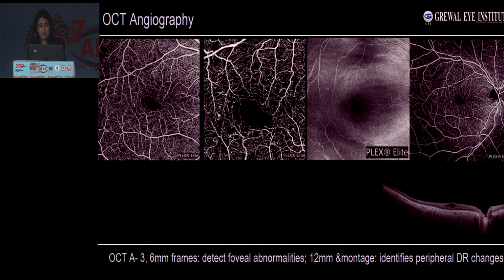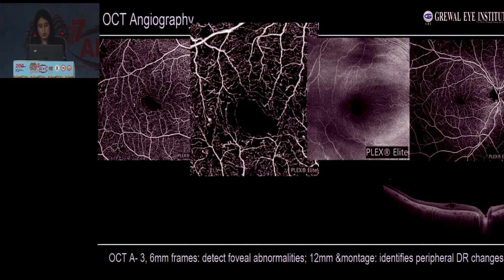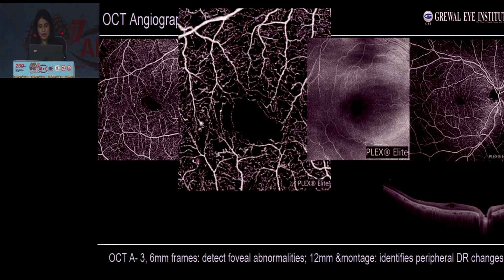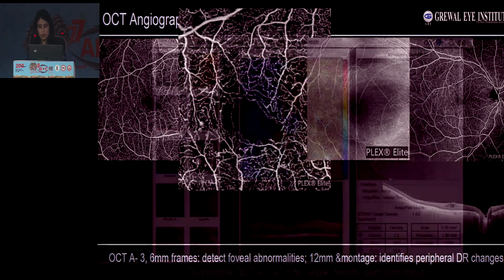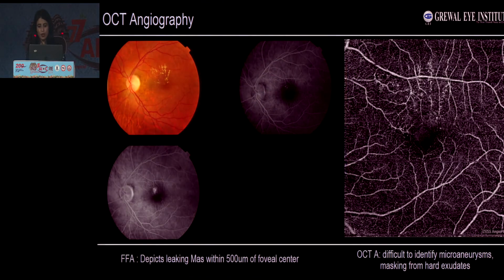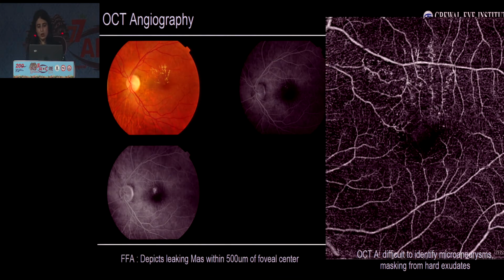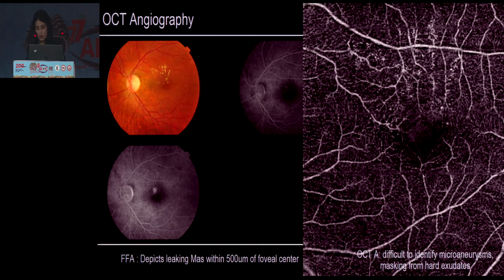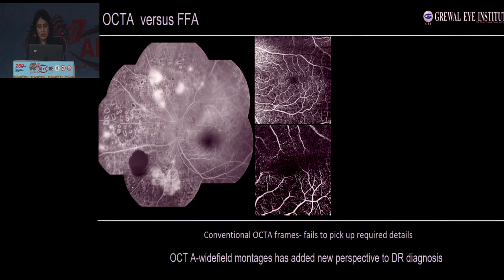Conventional OCTAs only capture 3 mm and 6 mm, so it is helpful for looking at the macular details and the details of your fovea. Again, there are some quantitative parameters available on the OCTA machines that will help you automate the value of the foveal size and the level of perfusion. On OCTA, it is usually difficult to identify microaneurysms which are masked by your hard exudates, and that is one of the very few situations where FFA still carries some role.